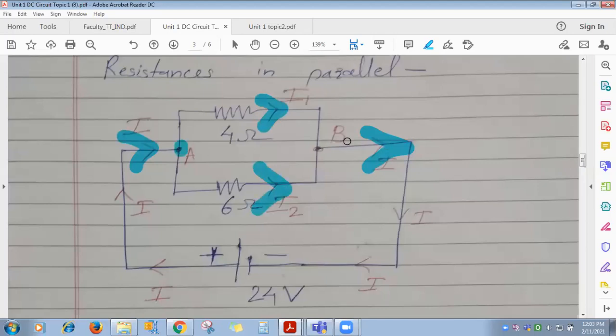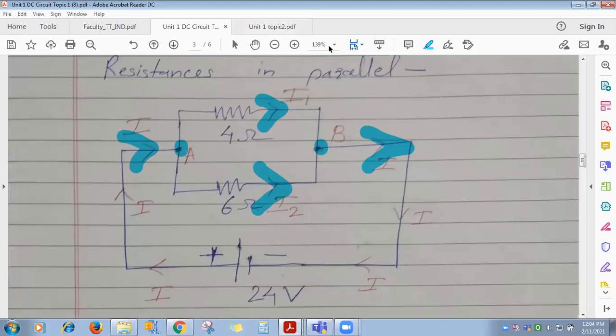At node A also you will find I equals I1 plus I2. At node B also you will find I equals I1 plus I2. Check this second condition. If both conditions are satisfied, then only you can say the resistances 4 ohm and 6 ohm are connected in parallel between nodes A and B. Otherwise not. Clear?